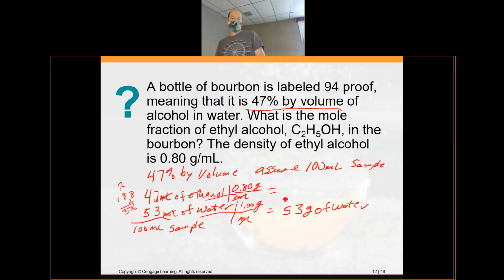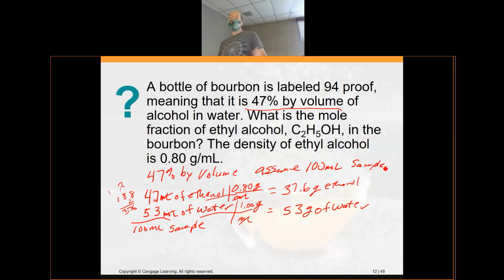All right, so you're going to have 37.6, if I did this ridiculous math right, grams of ethanol. All right, so a 100 mil sample is not 100 grams. It is only 90.6 grams, if I did that math right, but they're going to do the math for me.